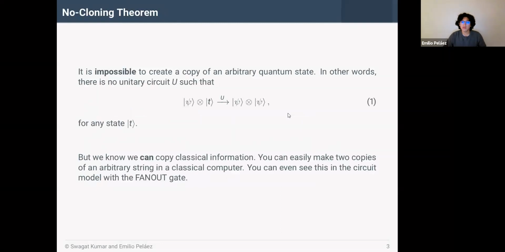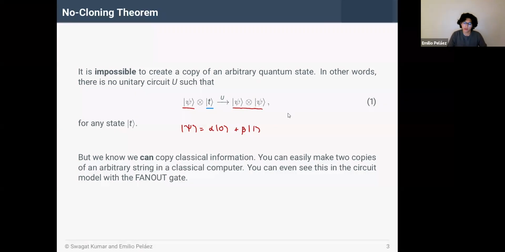This theorem says that it is impossible to create a copy of an arbitrary quantum state. In other words, there is no unitary circuit U such that performs the operation in equation 1. So this is just an arbitrary quantum state. So it's alpha 0 plus beta 1. And T can just be any state. So there is no unitary that takes the state on the left to the state on the right, which is two copies of the state psi.